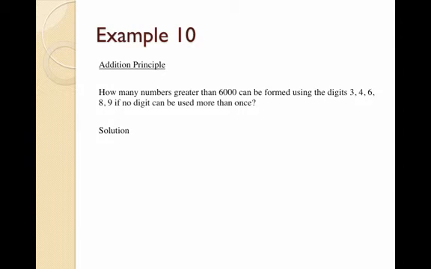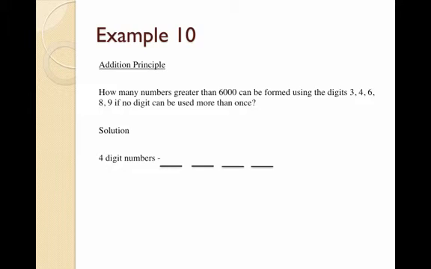To solve this, we have to think about what kind of combinations are going to make the number greater than 6,000. Well, we can have a 4-digit number, which can be anything that starts with a 6, an 8, or a 9, or a 5-digit number that starts with any one of our numbers.